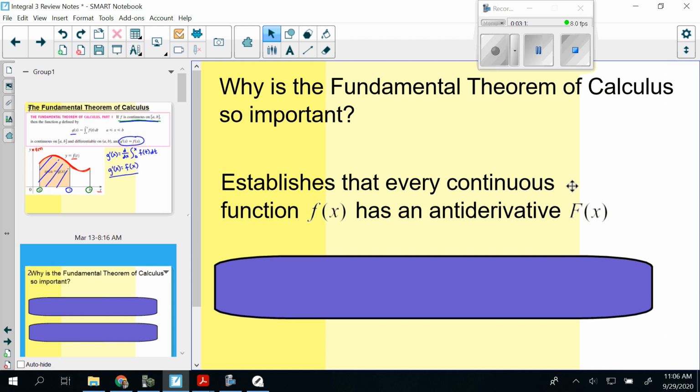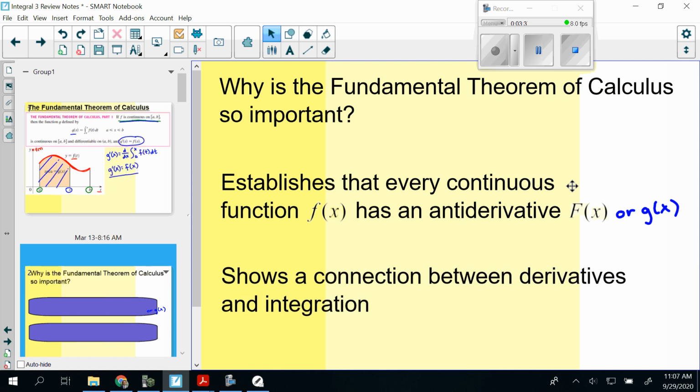One, it establishes that every continuous function f of x has an antiderivative, capital F of x, or in the case we were just using, g of x. So there's always going to be, for every continuous function, an antiderivative.